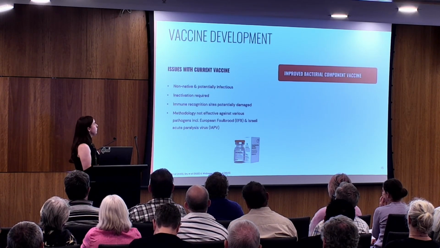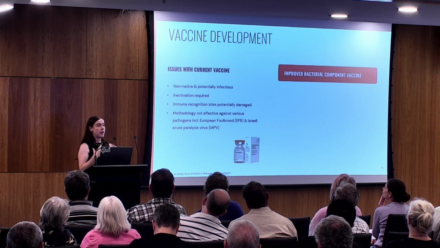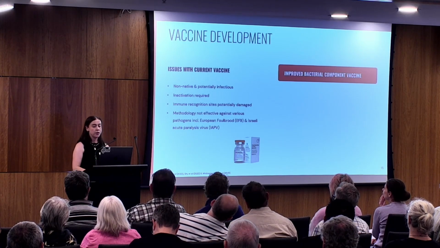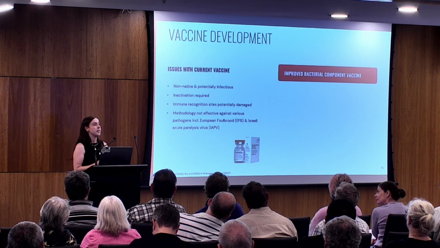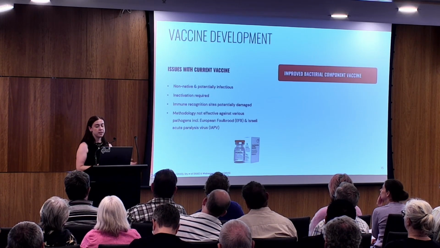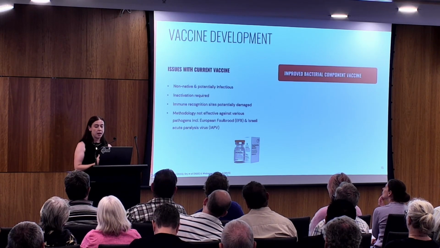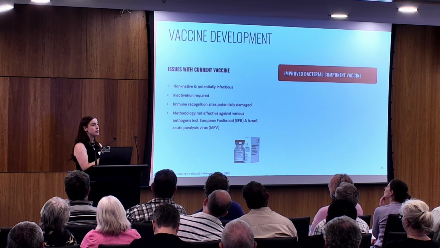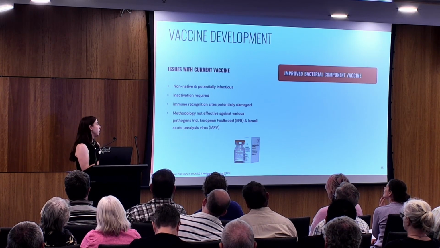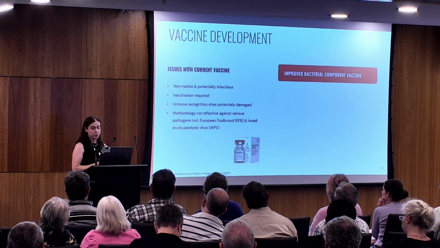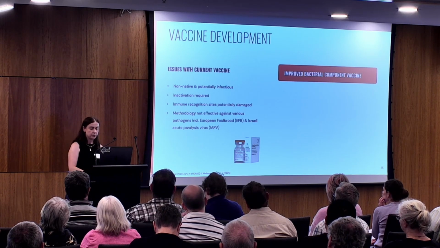There are actually a few issues with having a whole cell vaccine, the first of which is that it requires the vaccine to be inactivated, which in this case is heat inactivation. This method can actually damage critical immune sites, which has contributed to the lower efficacy of the vaccine because of the lowered immune response provided by the bees.